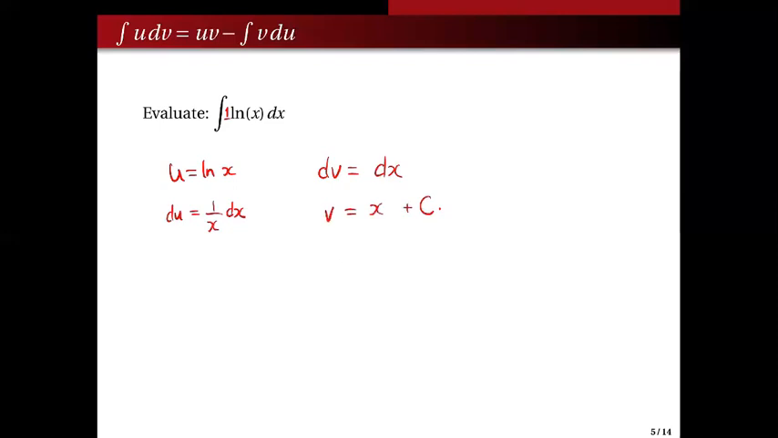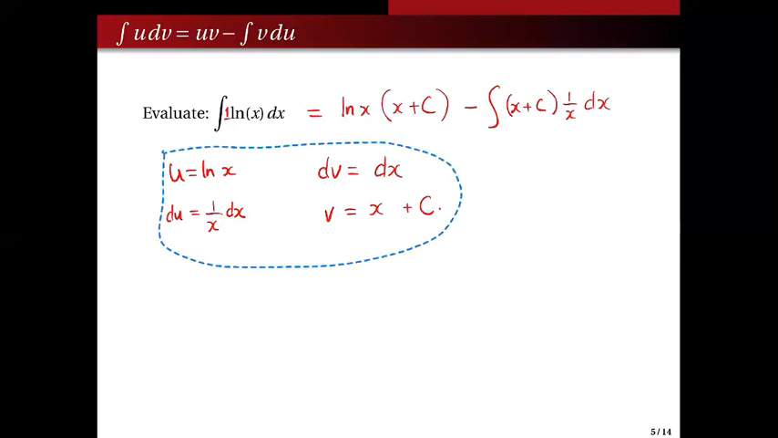Which means, what do we do? We now use this. So the integral of ln of x dx is u times v. So we have ln of x times x plus c, minus the integral of v du. So you have the integral of v, which is x plus c, times du, which is 1 over x dx.